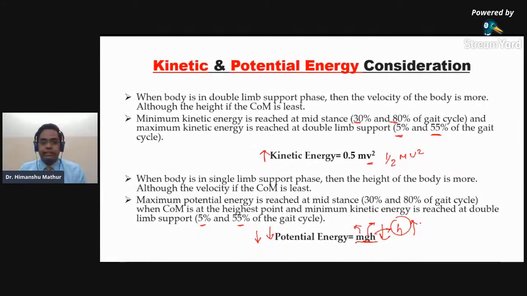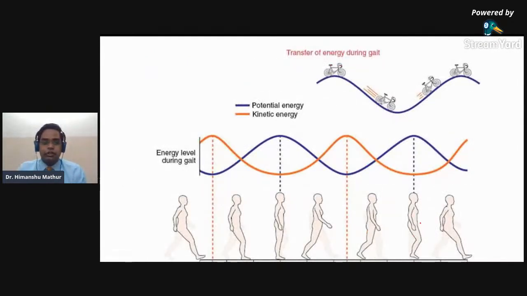Okay, now let us see the considerations of the potential energy. So in the green, blue, you have potential energy. In the orange, you have the kinetic energy, right? At the starting, in the 5% of the gait cycle, you have double limb support phase. So you have more velocity. So you have greater kinetic energy, and at the same time in the double limb support phase, you have very low potential energy. At 30%, whenever you have single limb support phase, you'll be having greater potential energy and lesser kinetic energy. Fine.